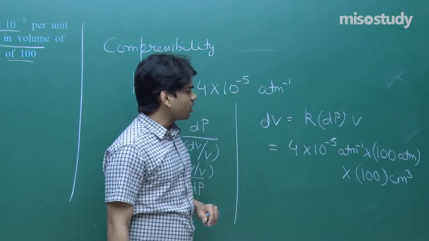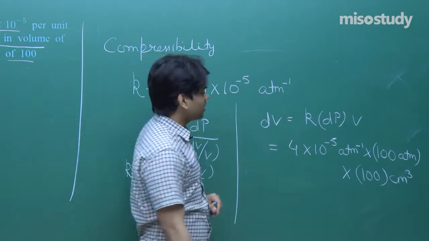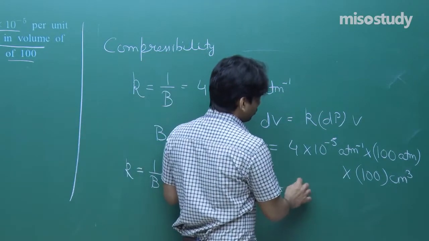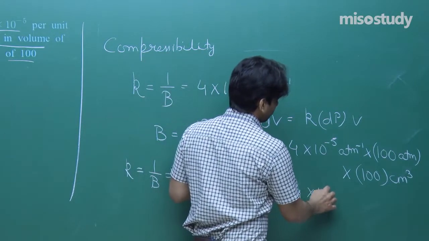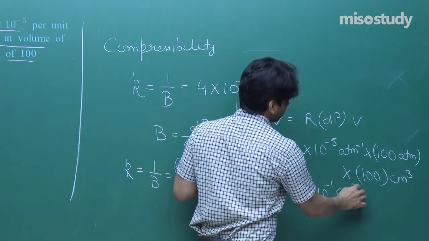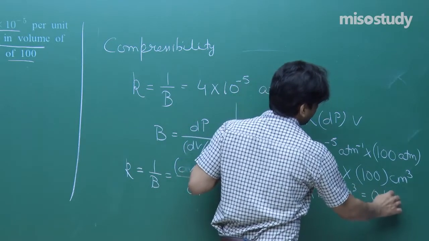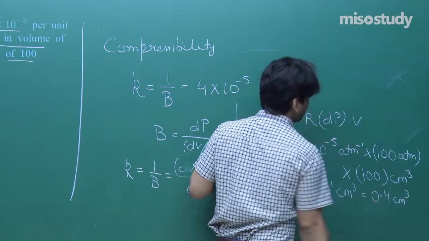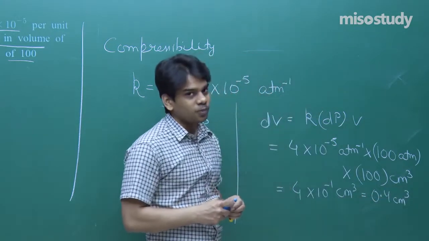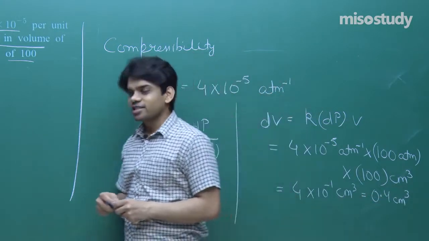Now clearly you can go ahead and check the answer. The answer is very simple. It will come out to be 4 into 10 to the power minus 1 cubic centimeter, or 0.4 cubic centimeter. This is the result that you are going to obtain.